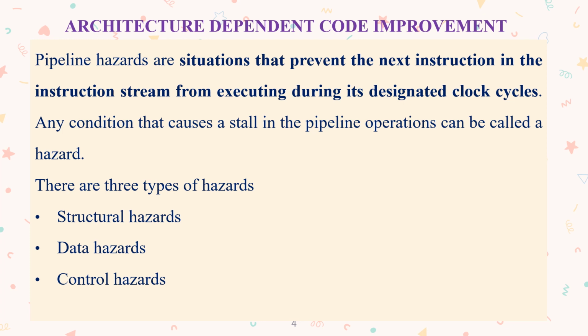Hazards affect code improvement. Pipeline hazards are situations that prevent the next instruction in the instruction stream from executing during its designated clock cycles. Any condition that causes a stall in the pipeline operations can be called a hazard. There are three types: structural hazards, data hazards, and control hazards.